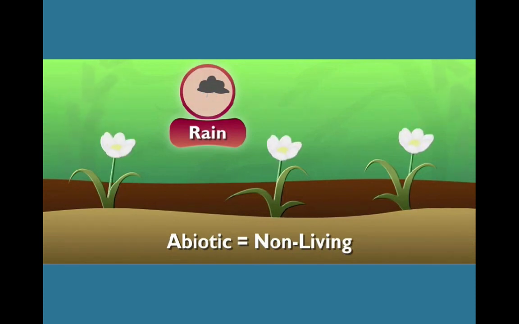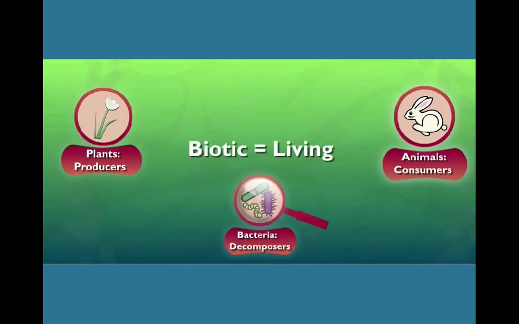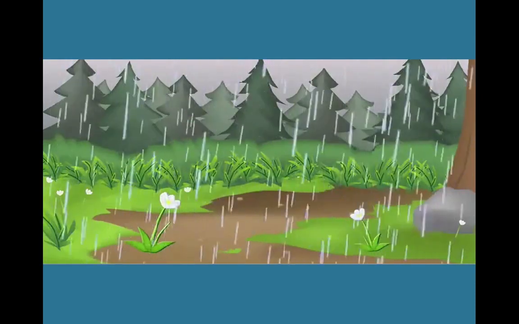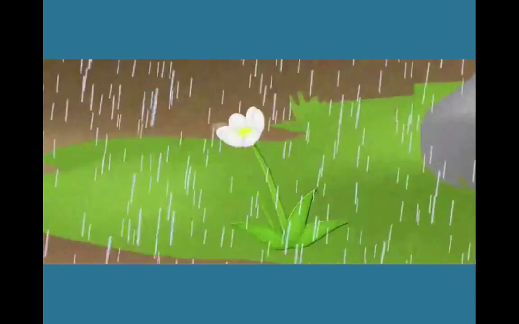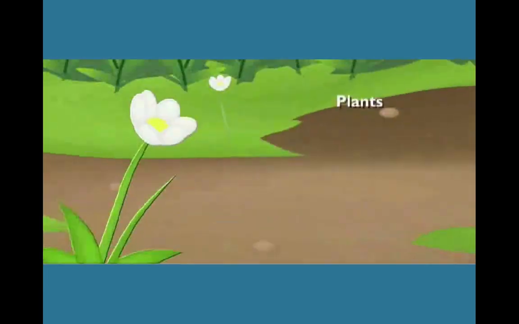Okay, I getcha. What's a biotic factor then? Biotic means living. The plants, animals, and even the bacteria found in the forest are all biotic factors. Together, they make up the community living in the ecosystem. There's a lot going on in this ecosystem, huh? Yeah, a lot. Plants, animals, weather, bacteria, they each play a different role in helping the ecosystem. What do plants do?